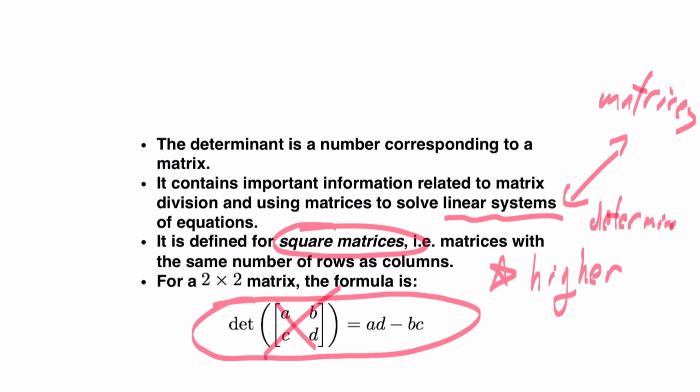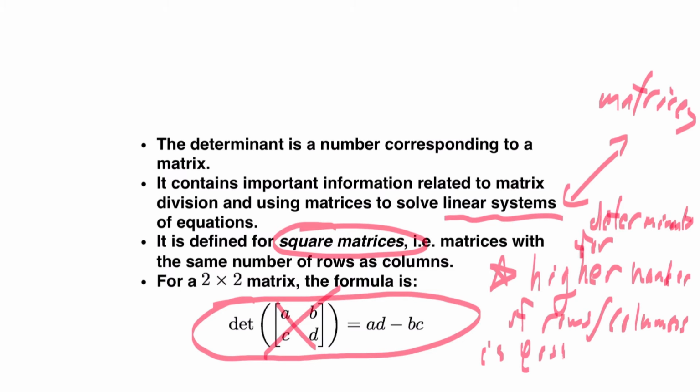So determinants for a higher number of rows and columns is possible but trickier and is not something that we cover here. We only talk about 2 by 2 matrices.